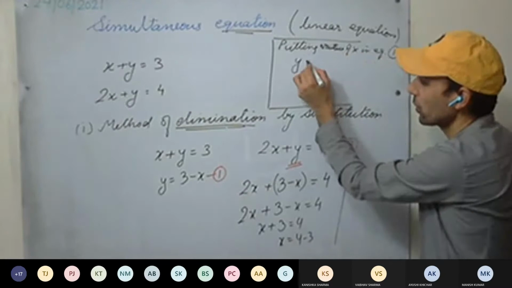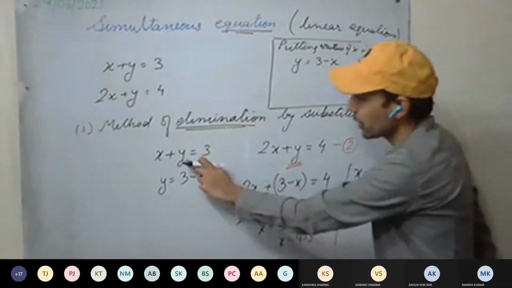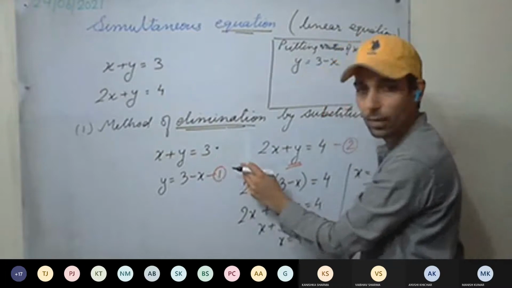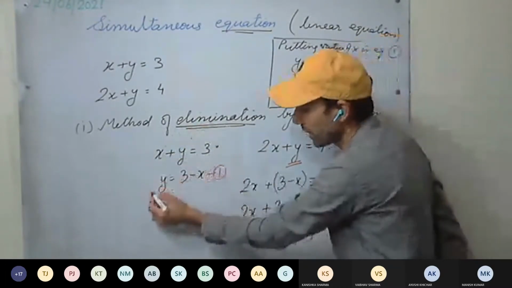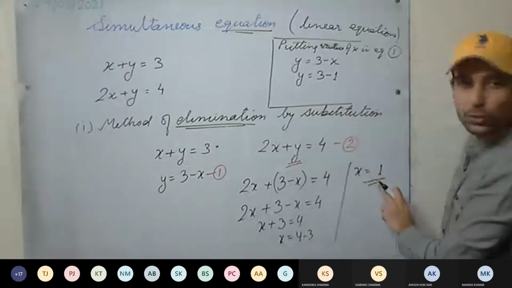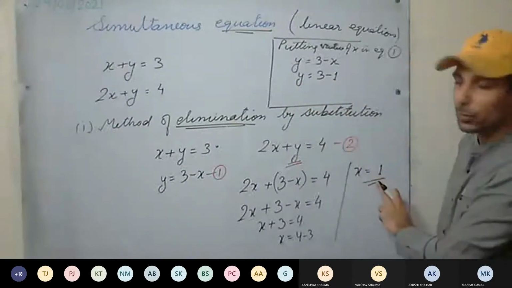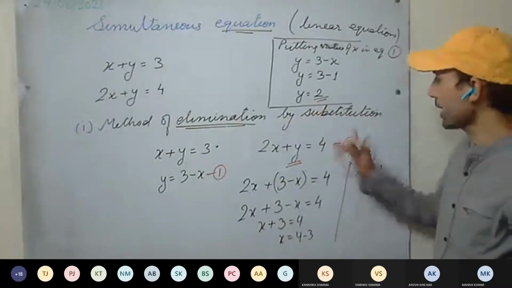What is the first equation? y equal to 3 minus x. This is our first equation. Either you can put the value here and then solve it, or it's better we put it here. So y equal to 3 minus 1. x equal to 1 we have to put, and the y value will be how much? 2. Okay, so we have got the values of x and y.